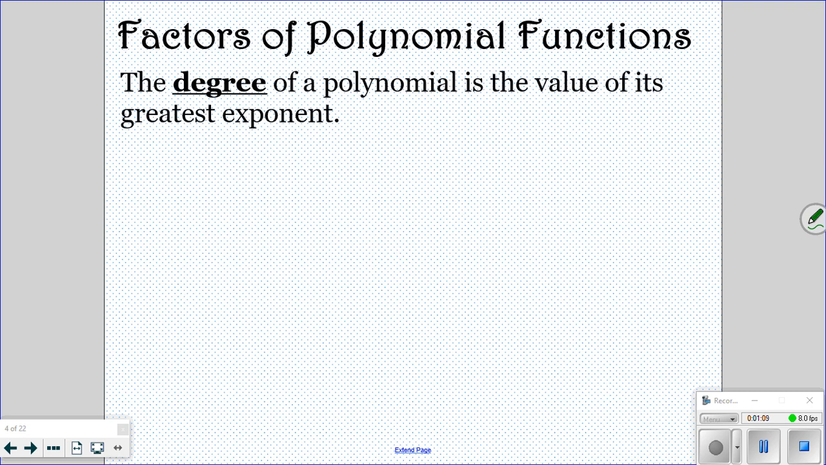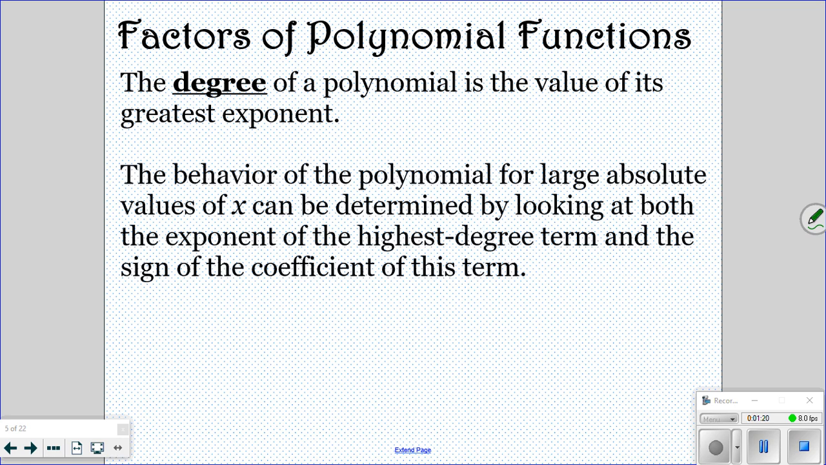So the degree of your polynomial is the value of the greatest exponent. That's how you're going to look at your polynomials. You'll find the largest exponent, and that's the one that we're going to be concerned with. The behavior of your polynomial for large absolute values of x can be determined by looking at the exponent of your highest degree term and the sign of the coefficient of that term. So all of the other stuff is going to be irrelevant when you're looking for the behavior of the graph. You only want to look at your highest degree term.